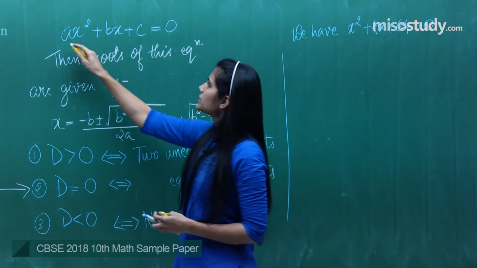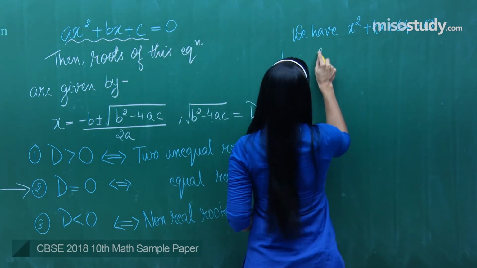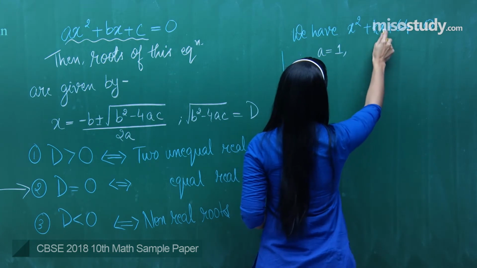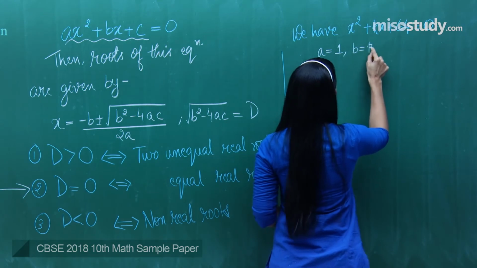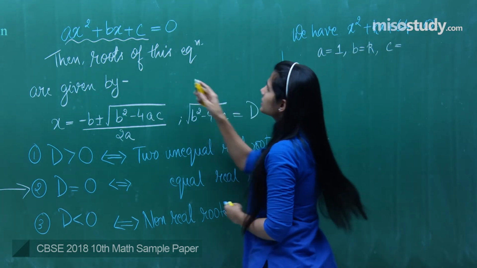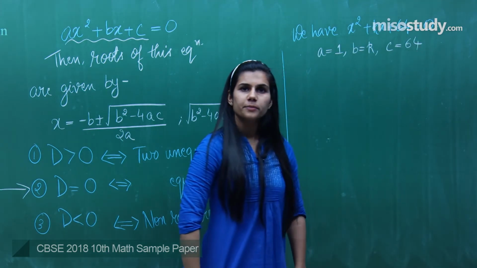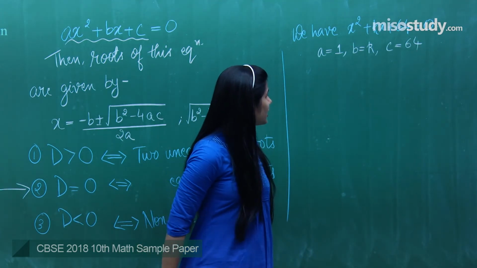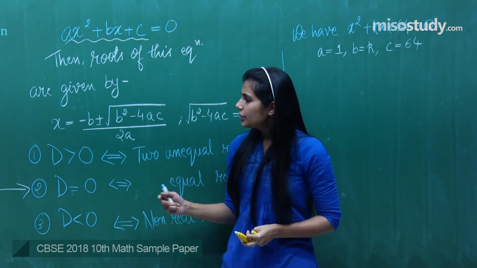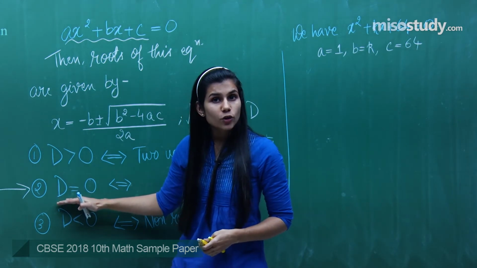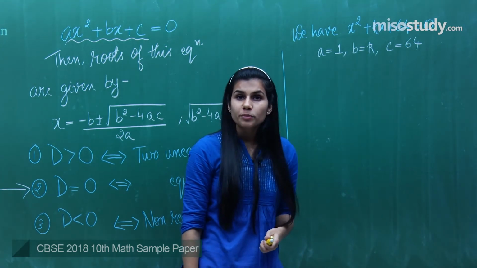Now compare it with this. What is A? A is 1. What is B? Coefficient of x. So here your B is k. And what is C? C is the last constant term, which is 64. Okay? Now once you know what A, B and C are, if you want equal roots of this quadratic equation, you are interested in the discriminant being equal to 0, which means you want under root b square minus 4ac to be equal to 0.